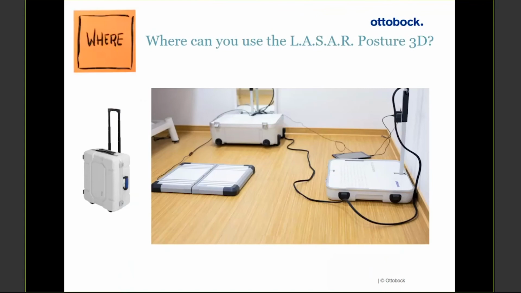Where? Well, this is a pretty easy one. You can bring it anywhere with you. Like I mentioned, it comes in that little case here, but it is designed to be permanently set up in a clinic. Again, you can just wall mount these little poles and then get rid of the big cases.